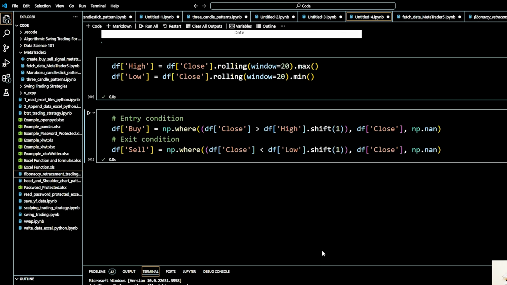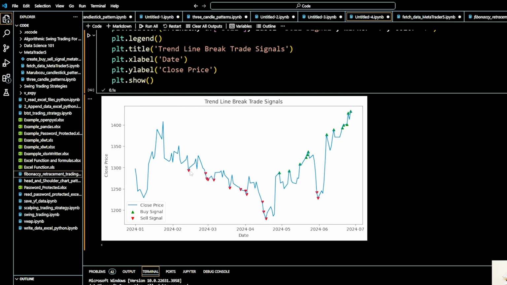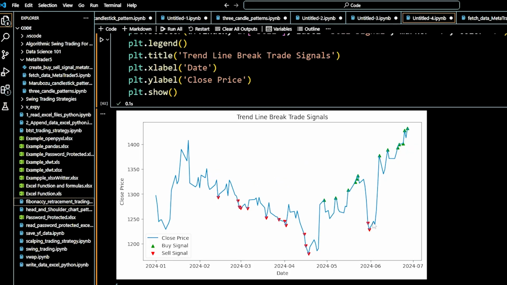Now let's graph it. So this is how the buy and sell signals will look. Wherever you see the green triangle, it will be a buy signal, but unfortunately it did not show it over here. Probably it did not match the trend line breakpoint, so that's the reason it did not show it to us over here. But a couple of times it did show.